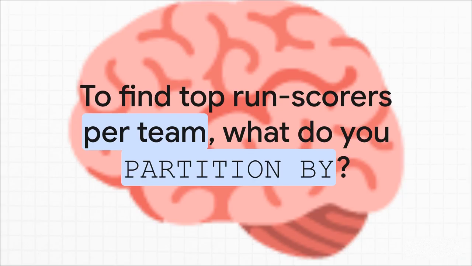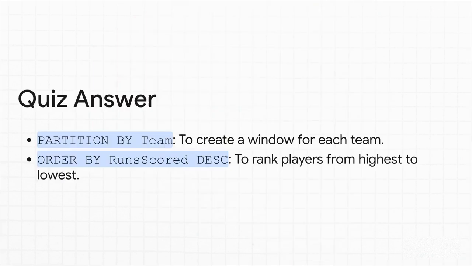Okay, pop quiz. Let's see if this is all clicking. Imagine you're analyzing cricket data for the IPL. You've got a table with players, their teams, and their total runs. You want to find the top 3 run scores within each team. So inside that over clause, what column are you going to partition by, and what are you going to order by? Take a second. Did you get it?